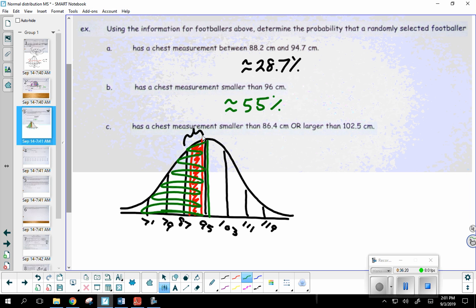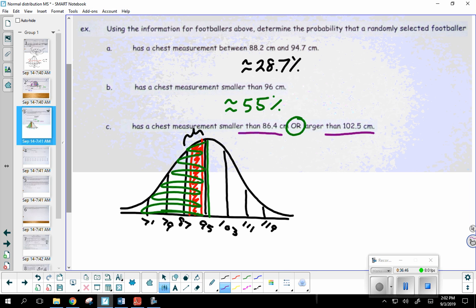Now, let's go ahead and take a look at C right here. Now, what is the probability that a randomly selected footballer has a chest measurement smaller than 86.4 or, and that's the key word here, larger than 102.5? Okay. Now, I'm basically looking for this percentage right here. Let me go ahead and do this one in purple. Okay. So this whole thing is going to be done in purple.